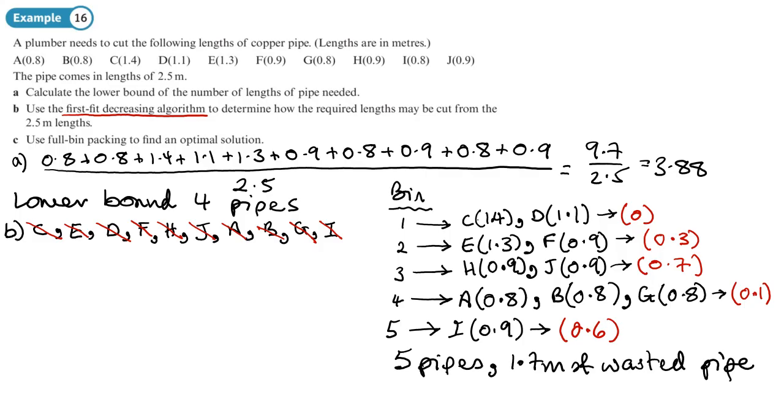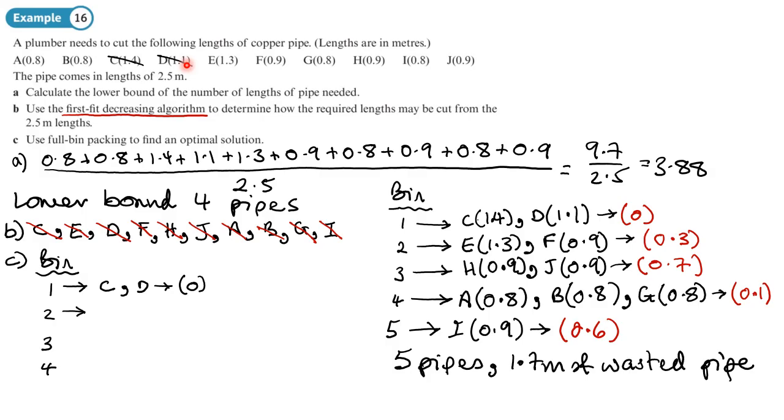Okay, we'll move on to part C, and part C says use full bin packing to find an optimal solution. So this will just be a little bit more tricky because we've got to try and find lengths of pipe that fit together to fill a bin. So let's start with the easy one. So those two, C and D, are going to make one pipe. So I'll just put C and D there. No wasted space.